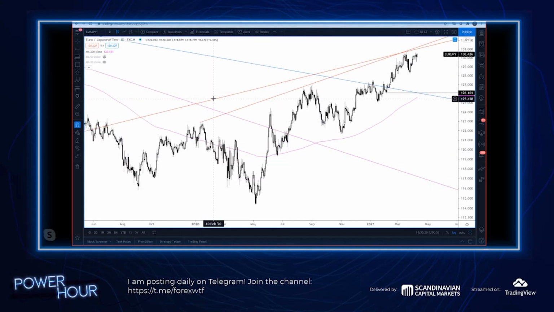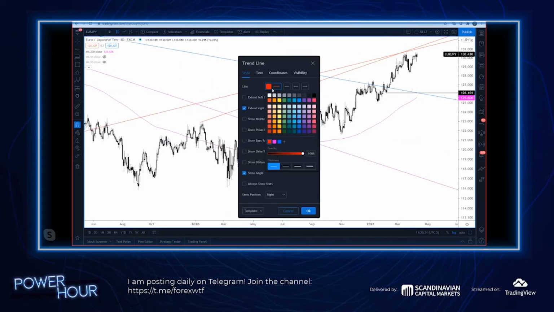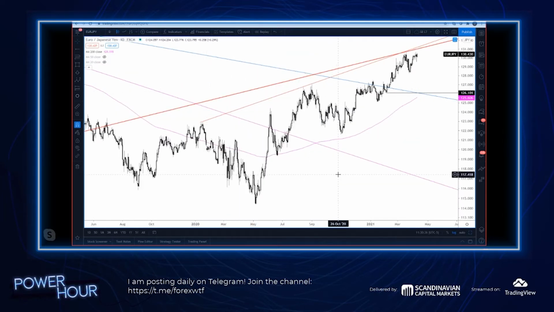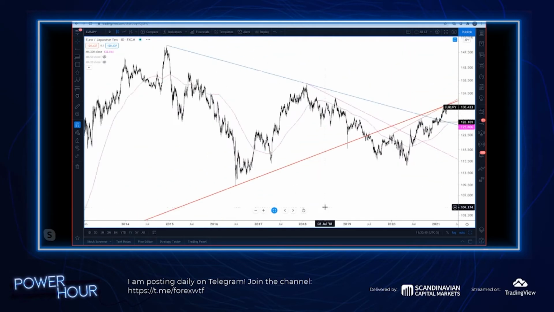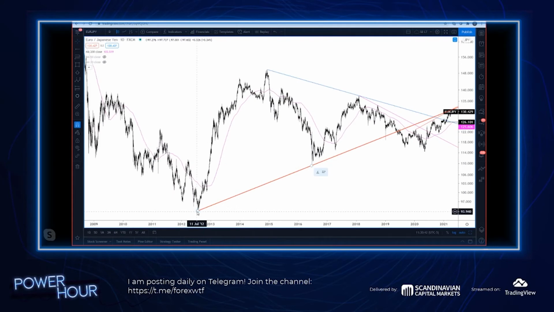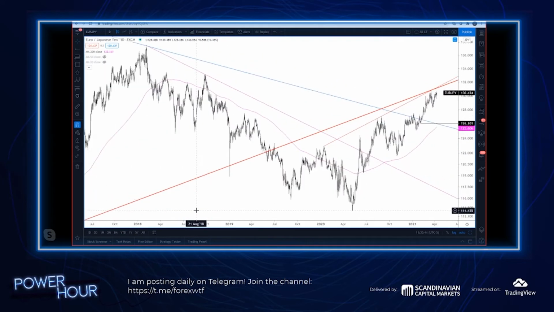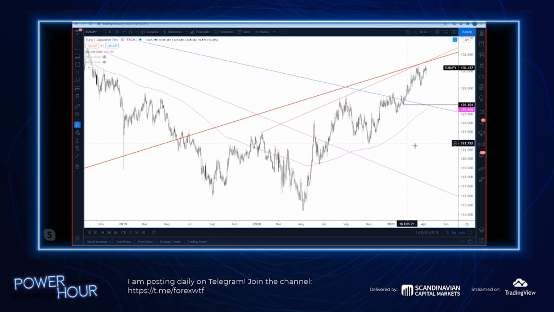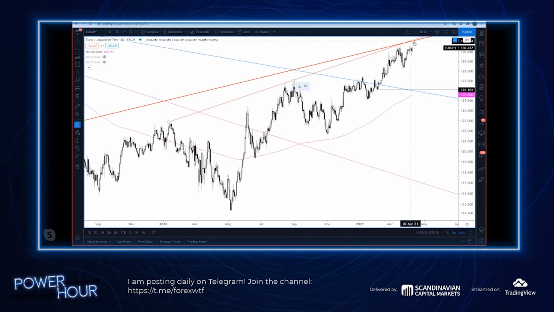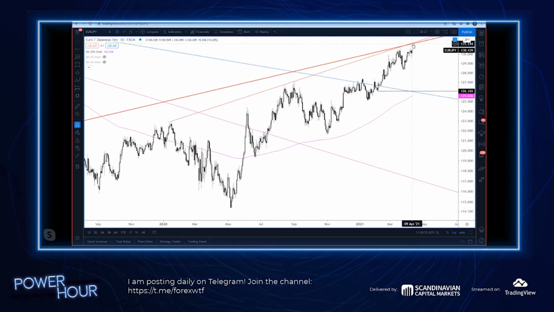Especially, make this thicker. Hold on. There we go. So this is that line from 2012. You can see the importance, and that was kind of a pivot. So I'd really like to see that try to get tested, and that's going to be like 131 and change.